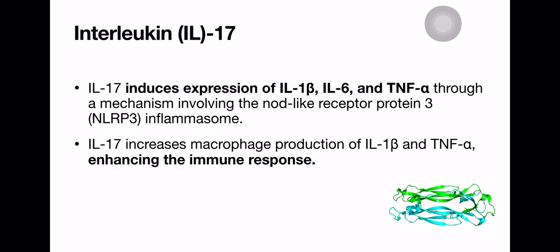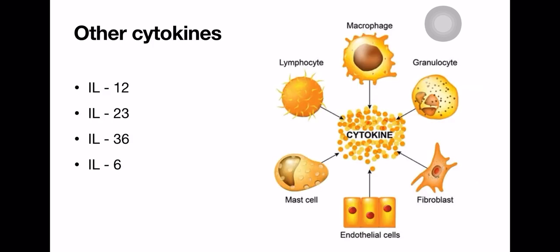IL-17 induces the expression of IL-1 beta, IL-6, and TNF-alpha through a mechanism involving the NLRP3 inflammasome. And IL-17 in turn increases macrophage production of IL-1 beta and TNF-alpha, thus further enhancing the immune response. These are the other cytokines involved.